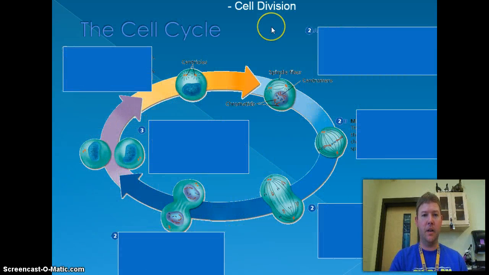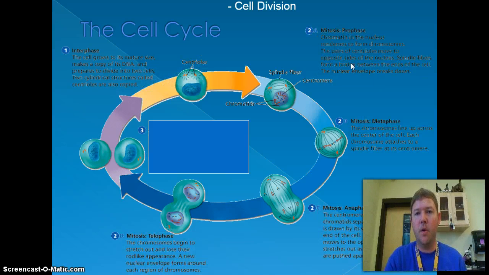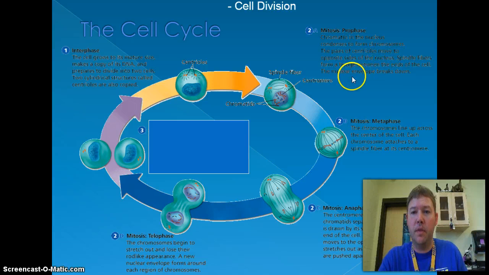Last but not least, our quick review here. Interphase, the cell grows to its mature size, makes a copy of its DNA, and then prepares to divide into two cells. These two identical structures are called centrioles. They are also copied, and we see those there. The second phase here is prophase. The chromatin in the nucleus condenses to form the chromosomes. And those pairs of centrioles move to the opposite ends, which we see.